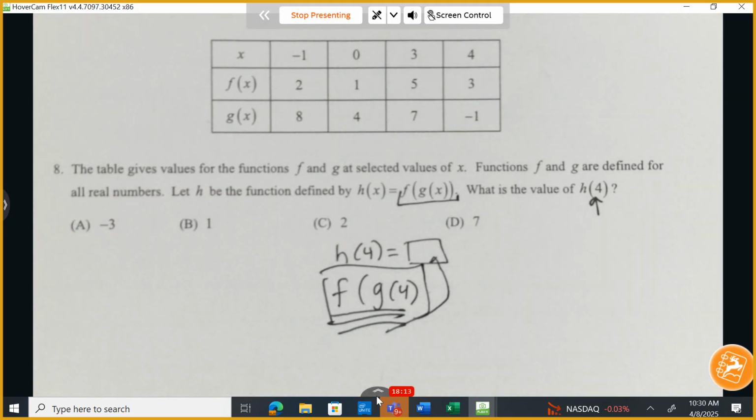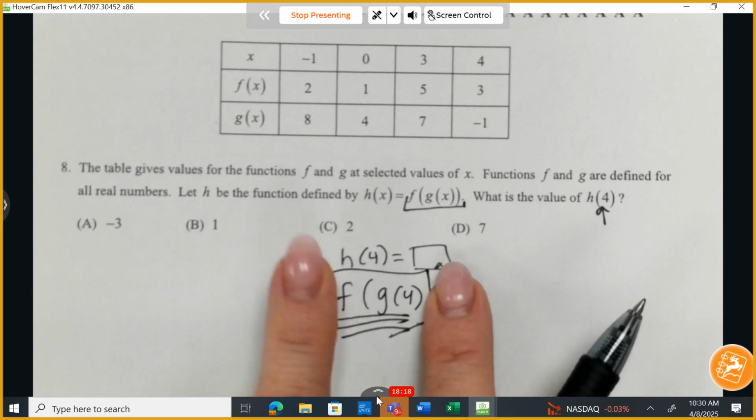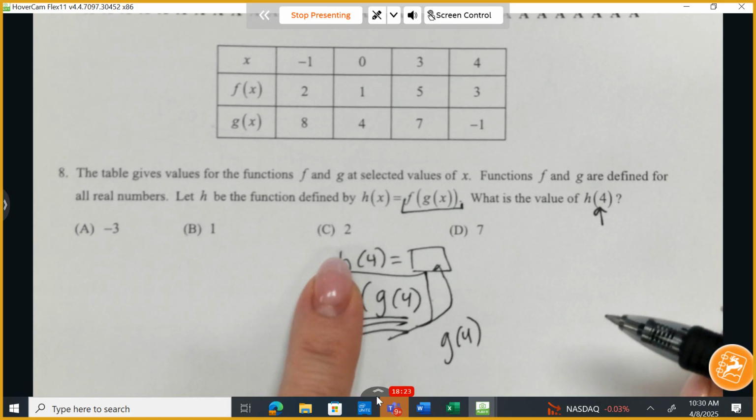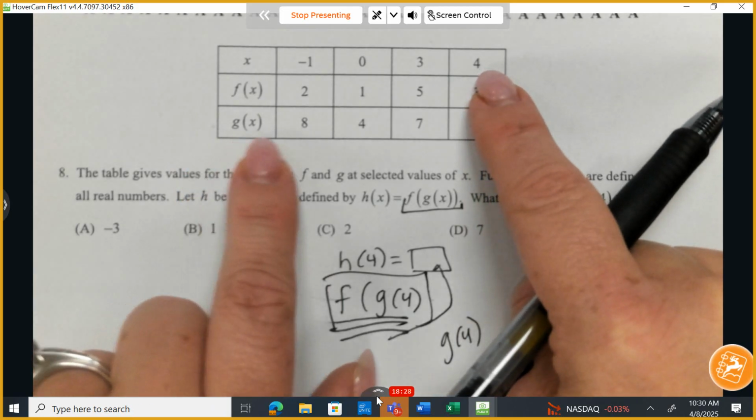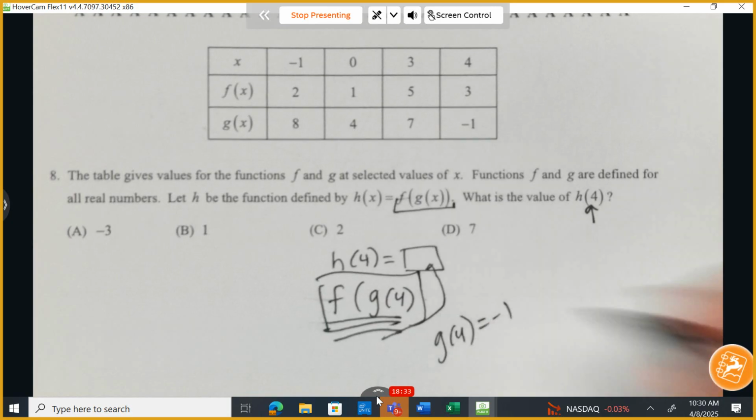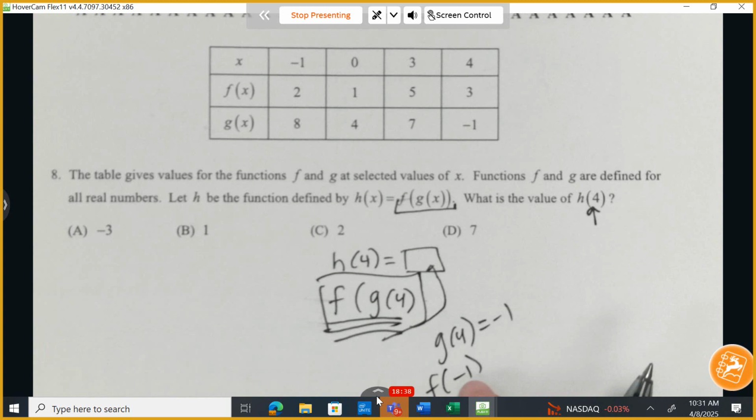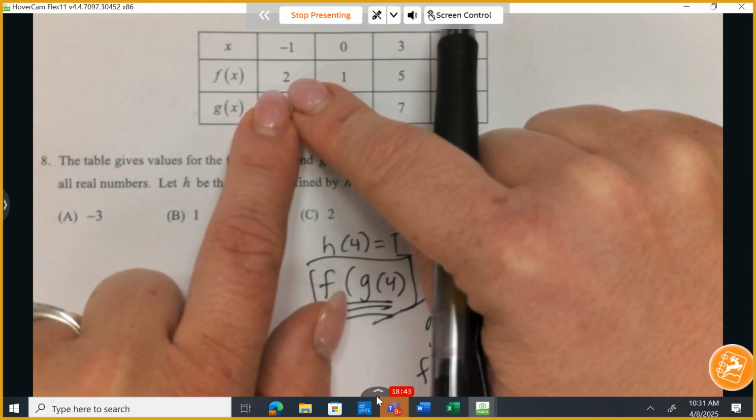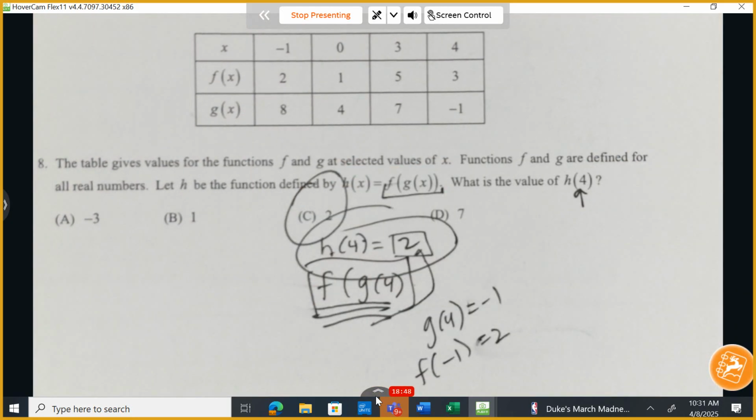So how do you evaluate a composite function? You always start on the inside and work back outward. So let's first find this. I need to know what is g of 4. I find when x is 4, and I find g, and I keep going until I find the outcome is negative 1. This equals negative 1. Then I apply that to f. I do the exact same thing. I find negative 1 for my x, and I find f, and the outcome is 2. That means this equals 2. Correct answer is C.